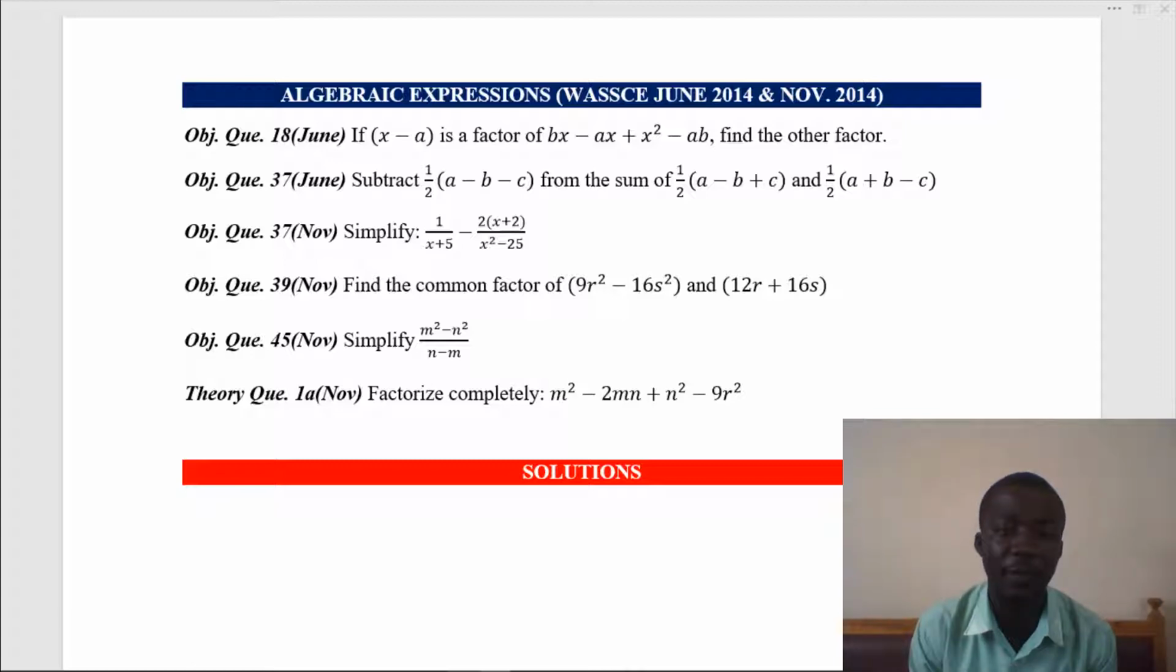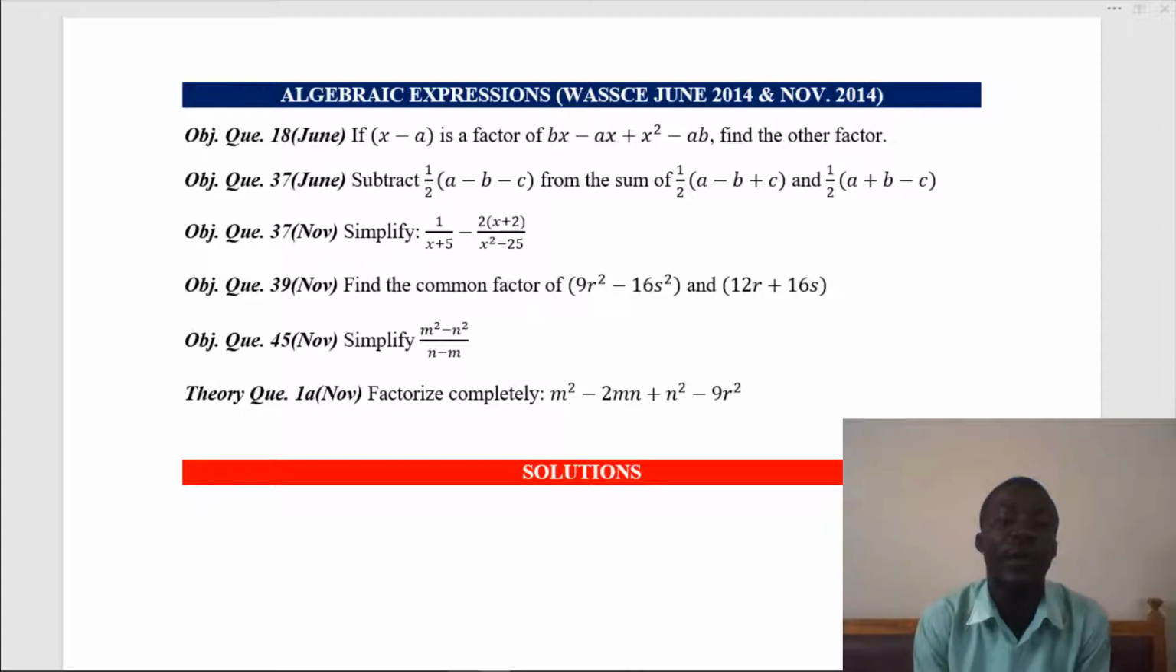Objective question 39 November. Find the common factor of into brackets 9r squared minus 16s squared and into bracket 12r plus 16s. Objective question 45 November. Simplify m squared minus n squared divided by n minus m. Theory question 1a November. Factorize completely m squared minus 2mn plus n squared minus 9r squared.